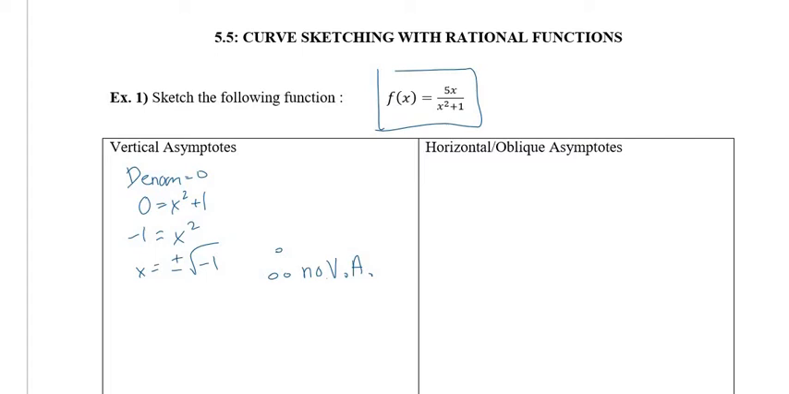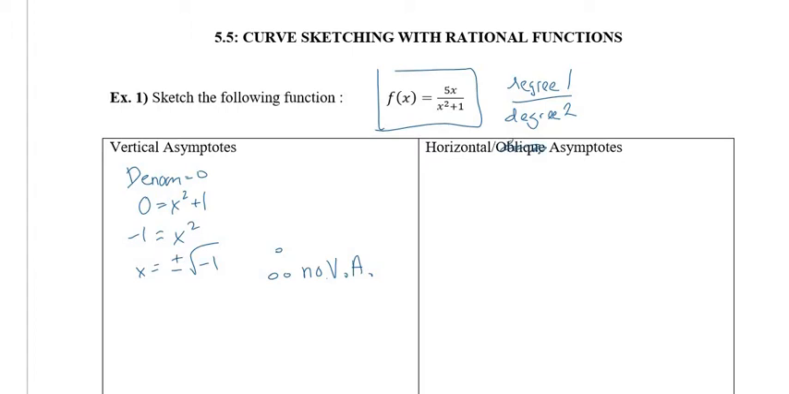Next, let's talk about horizontal or oblique asymptotes. So first of all, before I do anything, let's look at the degrees of this. It is a linear, a degree 1, over a degree 2. So in this case, we know that it can't be oblique because the numerator has to be 1 degree higher. So we know we might have a horizontal.